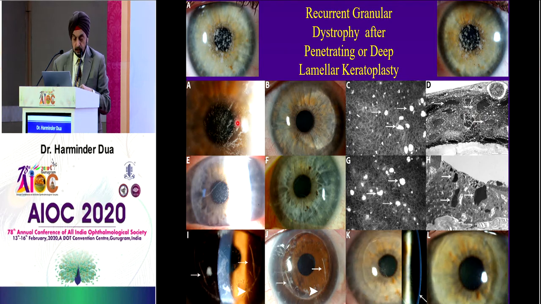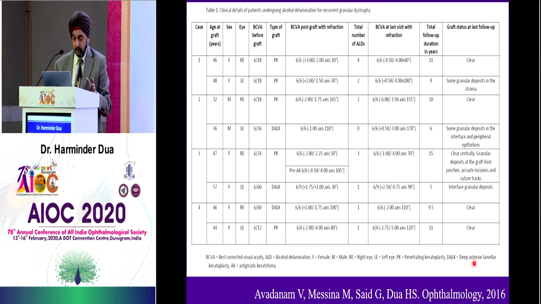And these are examples. You see, this is the dystrophy recurrent in the epithelium, alcohol delamination, and we have the confocal and the histology. Here again, same thing. And it tends to deposit if you have a graft-host junction there, or these are arcuate incisions, the material was, and it clears up. I don't want you to actually read this slide, but what we're trying to show is 11 years, 9 years, 10 years, 15 years, 11 years. Patients had up to 4 alcohol delaminations over 11 years. We have 7 eyes from 4 patients. Not a single one needed a regraft. So you can prevent regrafting in patients with recurrent dystrophy by doing alcohol delamination on a regular basis every 2 to 3 years. A very useful indication.